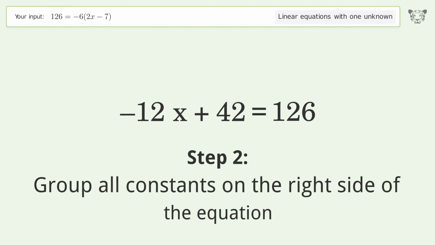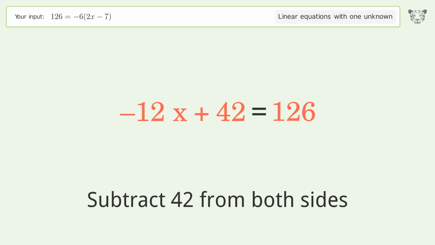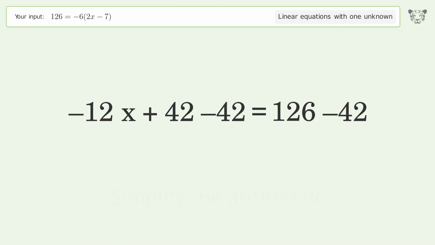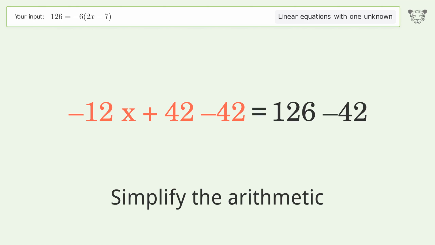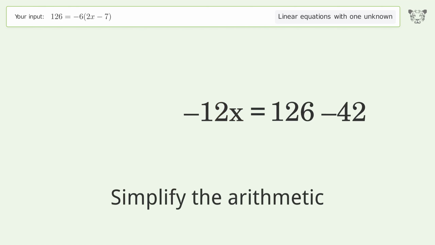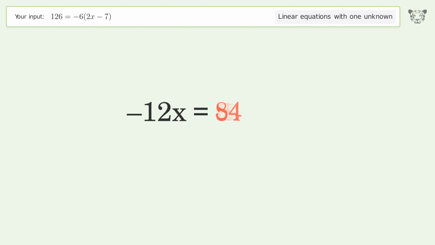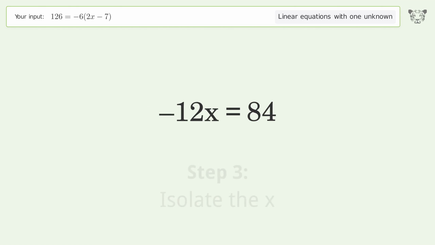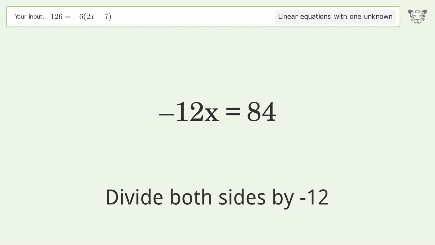Group all constants on the right side of the equation. Subtract 42 from both sides. Simplify the arithmetic. Isolate the x. Divide both sides by -12.